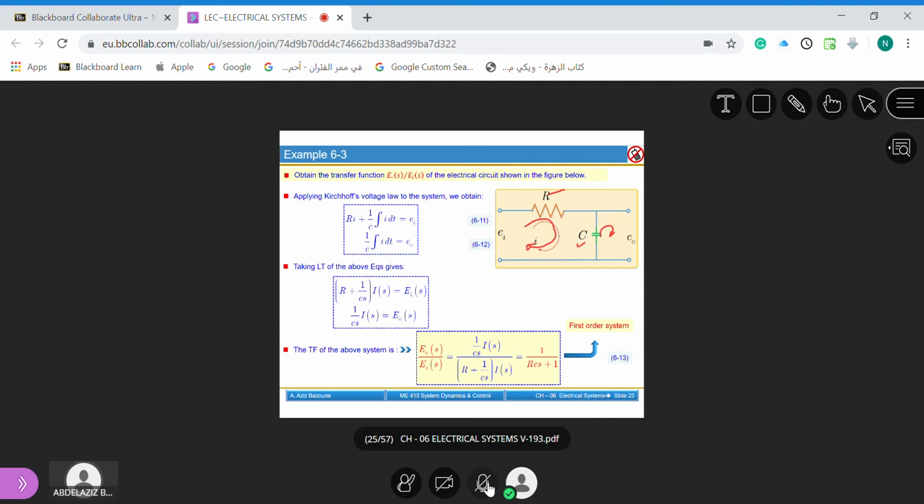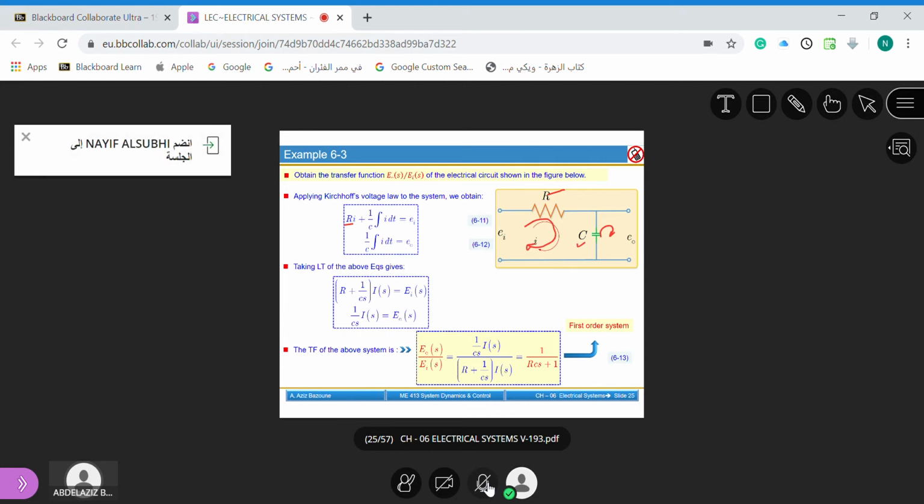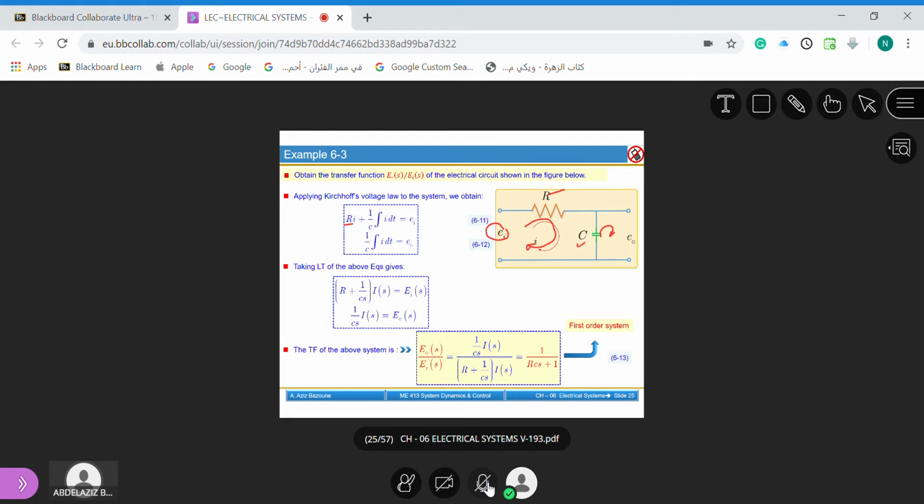So if we use KVL for the inner loop, we will have the voltage across R is Ri, plus the voltage across the capacitor, which is 1 over C integral i dt, equal to Ei. So this is the inner loop. For the outer loop, we have E naught equal to 1 over C integral i dt. So we have two loops, the inner one and the outer one.